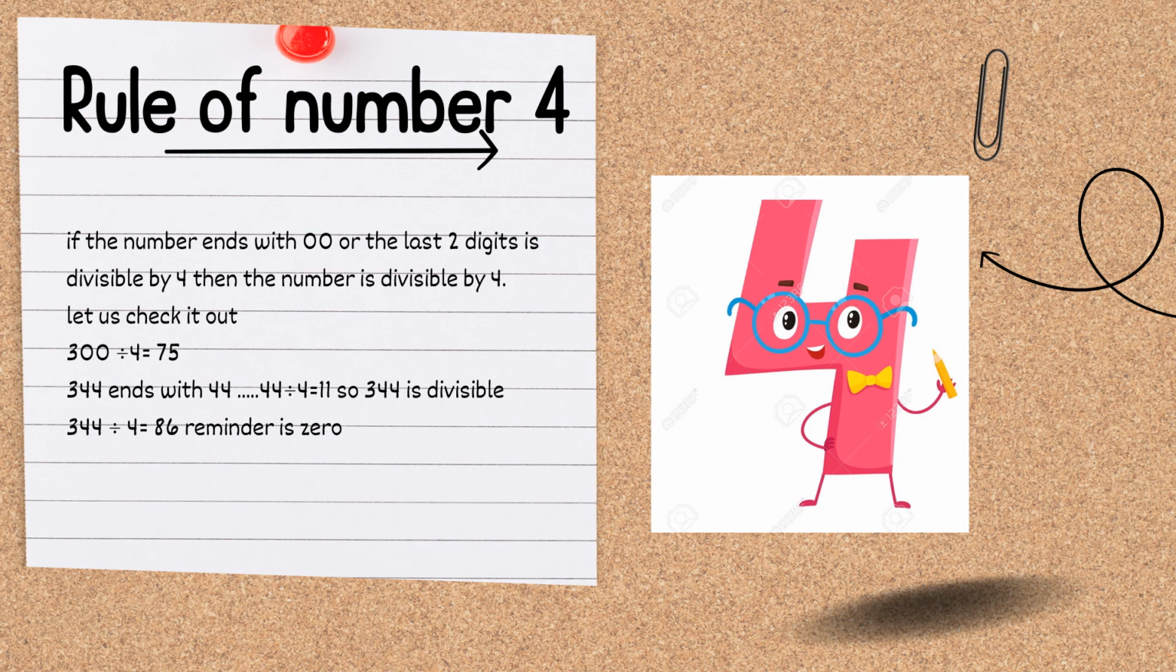344 divided by 4 equals 86 and the remainder is 0. So yes, the rule works when I change the last two digits into a number that's a multiple of 4, or in the timetable of 4, or divisible by 4, the whole number will be divisible by 4.